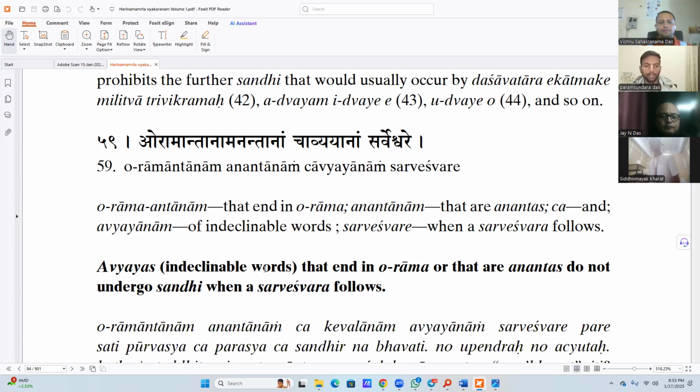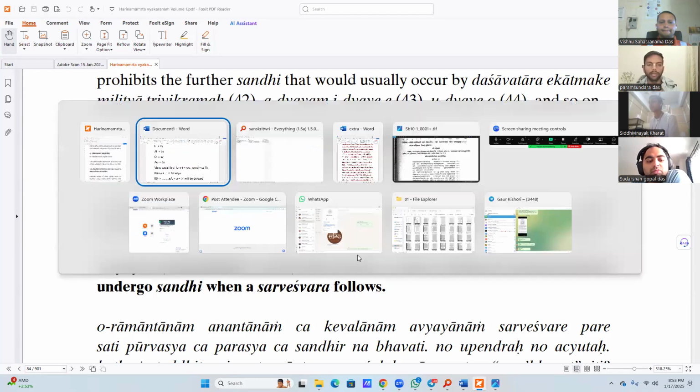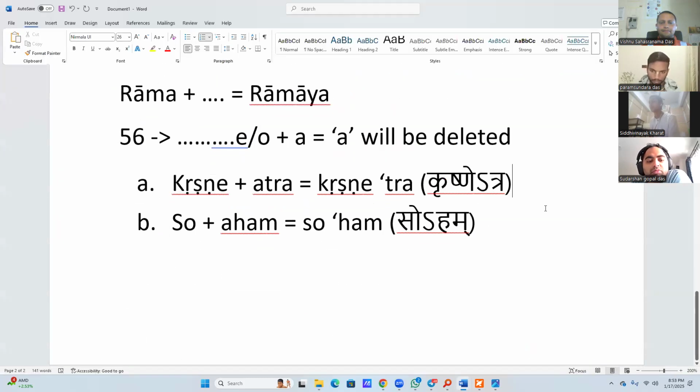Avyayas. Okay. What are avyayas, anyone? What are avyaya shabdas in Sanskrit or in general? Fixed words. Okay, fixed words whose forms do not change at any point of time. You will never see them in a different form. For example, in Sanskrit, there are a lot of avyaya shabdas.